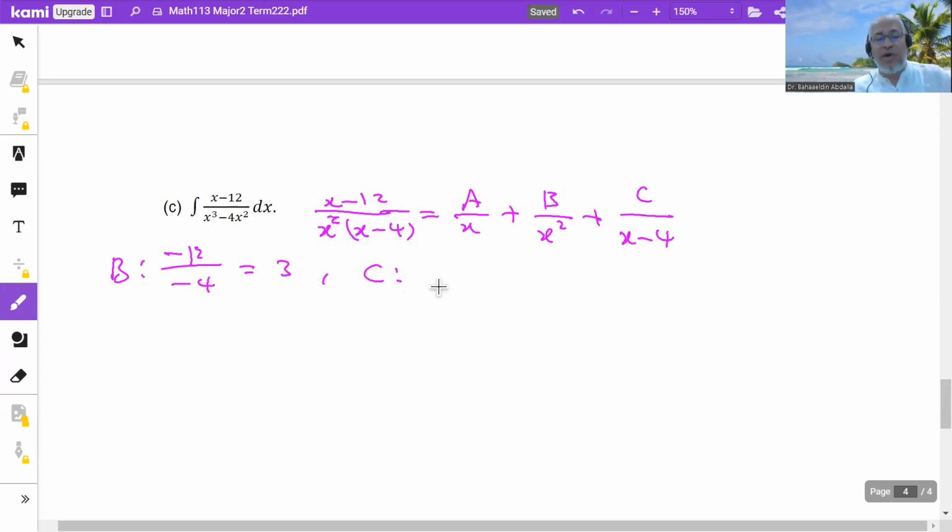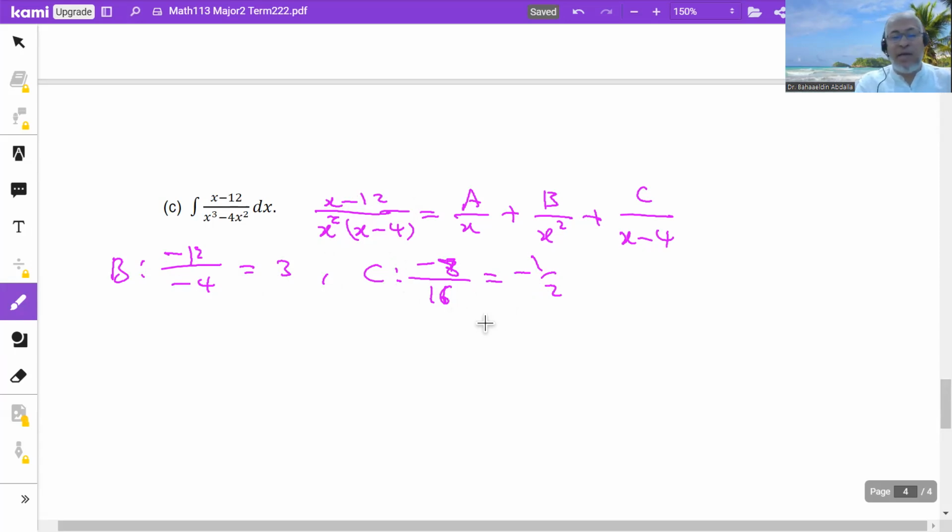Also, to find C, I replace x by 4 here in the left-hand side. So 4 minus 12, that's negative 8. And I forget about x minus 4. I replace x here by 4. 4 squared, that's 16. So in fact, this is negative half. So I have B and C.